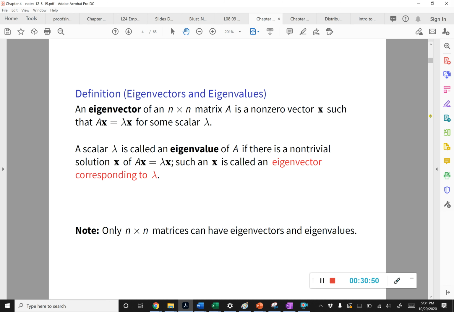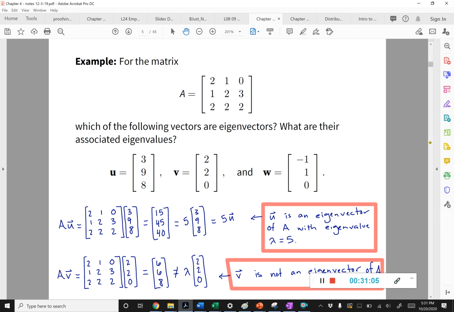So we've already talked about that. Only n by n matrices can have eigenvectors and eigenvalues. So we're only dealing with square matrices. They don't have to be invertible, but eigenvectors and eigenvalues are only associated with square matrices.